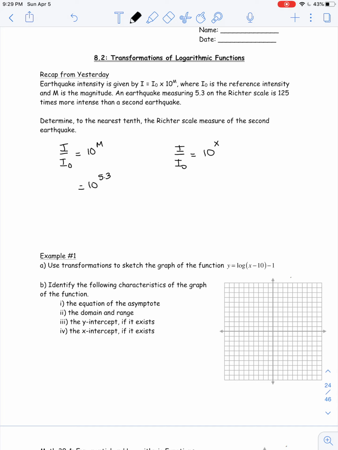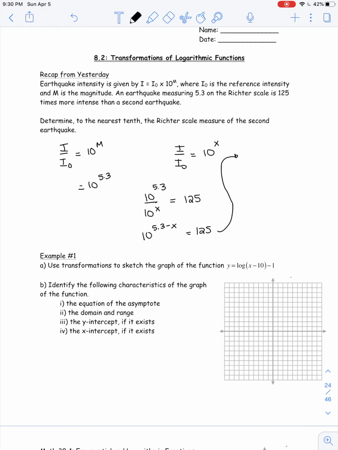So we know that this 5.3 is 125 times more intense, so it's stronger than the other one. Whenever we're comparing earthquakes, we go 10 to the power of the higher number divided by 10 to the power of the lower one, which we don't actually know. The division of them is going to give me 125. So what we're going to do is simplify this. Whenever you divide common bases, you go 10 to the power of 5.3, subtract the bottom power, and that equals 125.